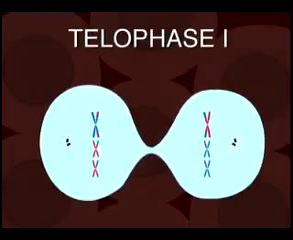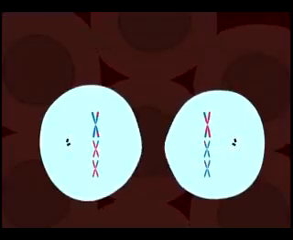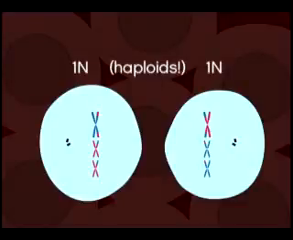Cytokinesis occurs and pinches the cell into two daughter cells. So now, the daughter cells are 1N, haploids. They have one set of chromosomes each, but each set is a random mixture of mom's info and dad's. Okay, so we've gone from a diploid to a haploid cell, from 2N to 1N.